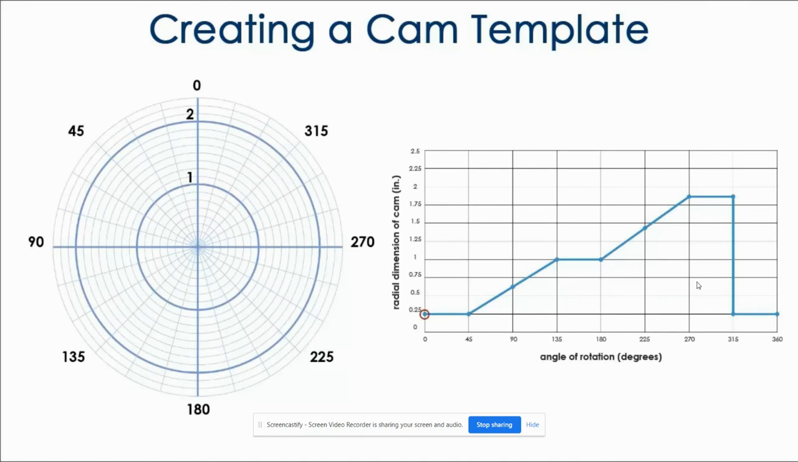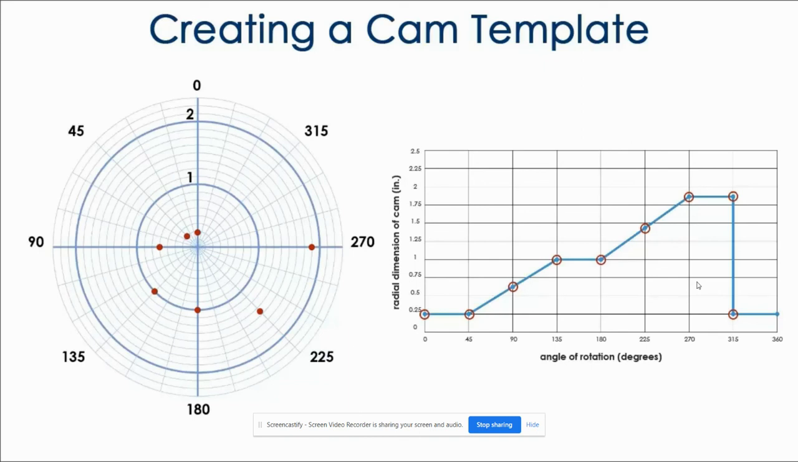At 0 degrees, the cam radial dimension is 0.25 inches. At 45 degrees, the radial dimension is again 0.25 inches. At 90 degrees, the radial dimension is 0.625 inches, and so on. Notice that the motion graph is vertical at 315 degrees. This represents the barbell falling after the weightlifter drops the bar. This drop is represented by a radial line on the polar grid.